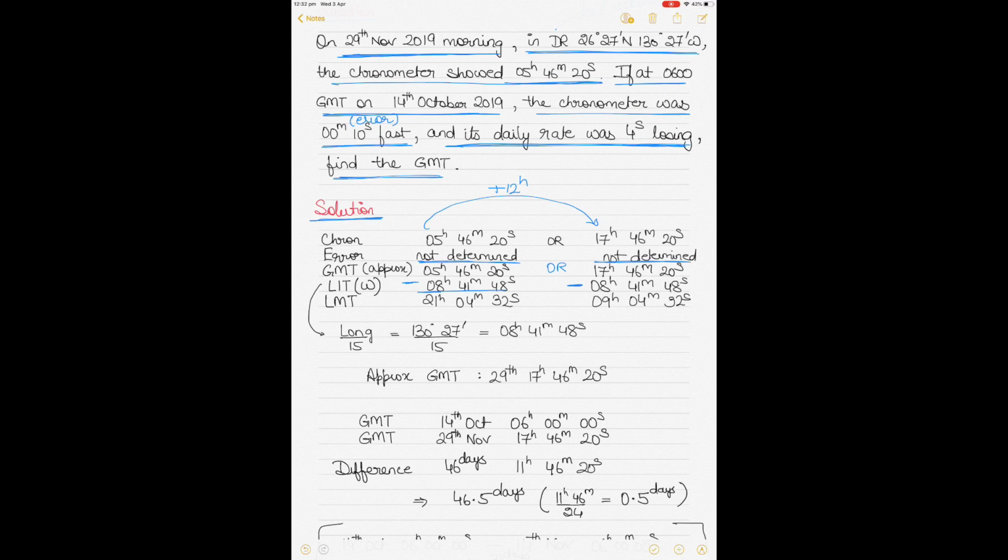Alright, so anyhow, we apply this longitude, and the reason we are subtracting is because we are in west longitude. The ship is in west longitude. When the ship is in west longitude, that means the time at GMT is more than the time on your ship.